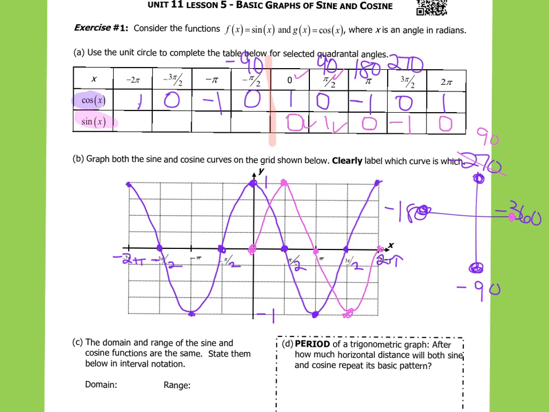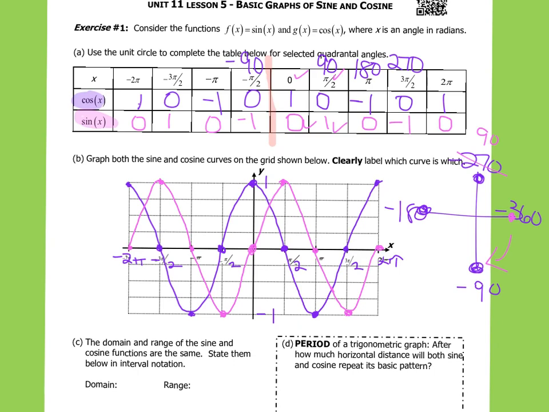Okay, now when I go into the negatives, when I'm at negative 90, so I'm going this way to my negatives, my y value there is negative 1. When I go back to negative 180, it's 0. Notice the pattern, and I'm going to connect. And voila. So notice that the curves look very similar.